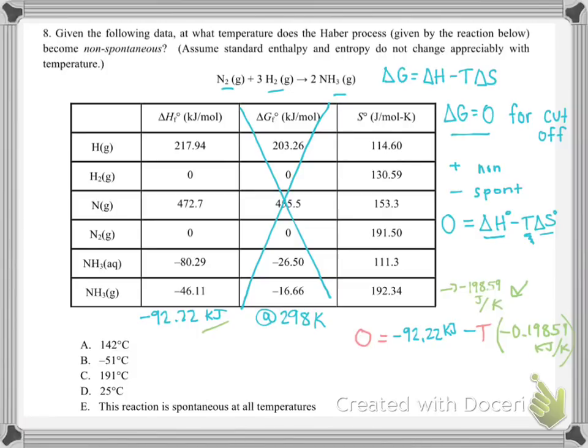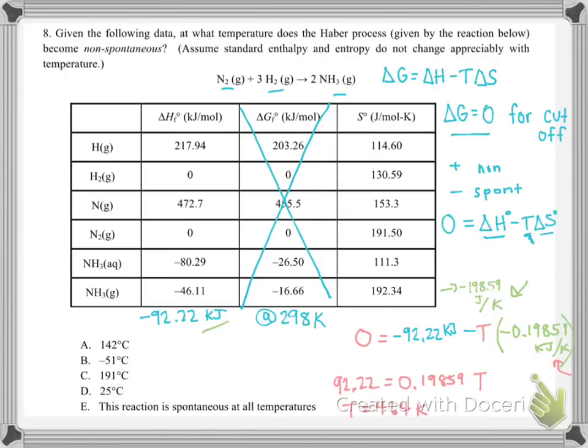Okay, so if we do some rearranging, we'll have 92.22 is going to be equal to 0.19859 T. When we divide over to solve for T, we get that it is equal to 464 Kelvin. And we know it's Kelvin because of the units on delta S.